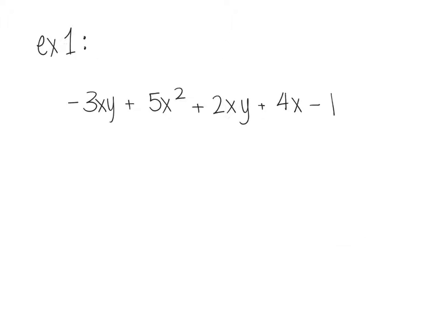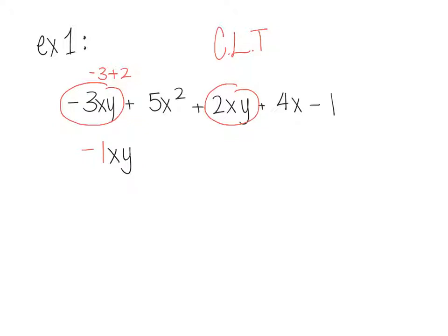So our first example, the directions would say to simplify the expression. Simplify means you have to combine like terms, CLT. Like terms mean that they match in variable and exponent. They have to be identical. So a like term with negative 3xy would be 2xy. Now, to combine the like terms, you just do negative 3 plus 2, take the coefficients, which would give me negative 1xy. Keep the variables the same.